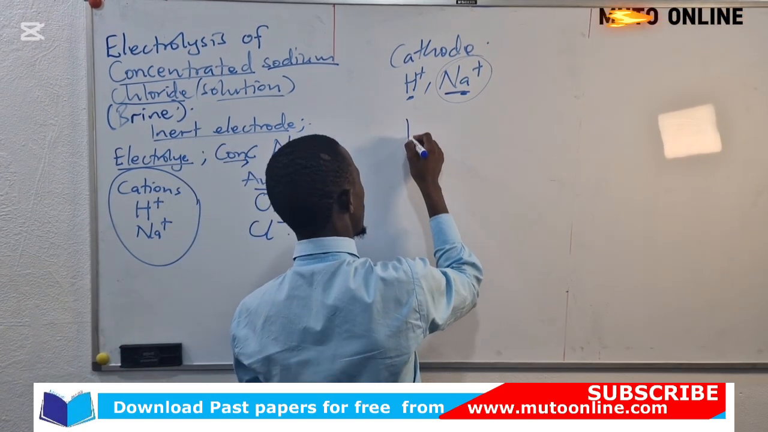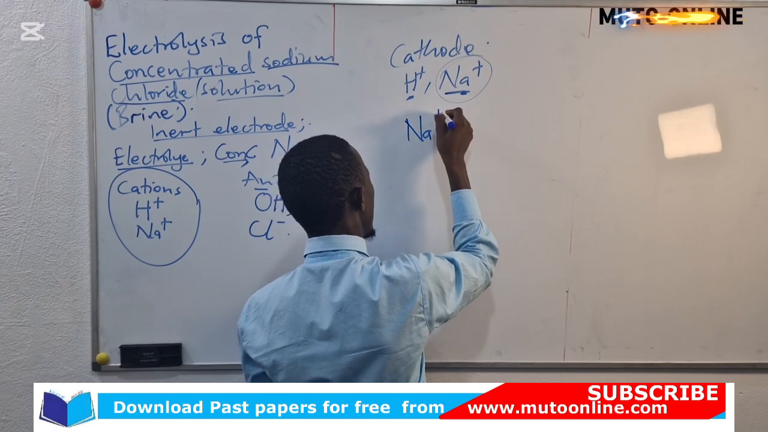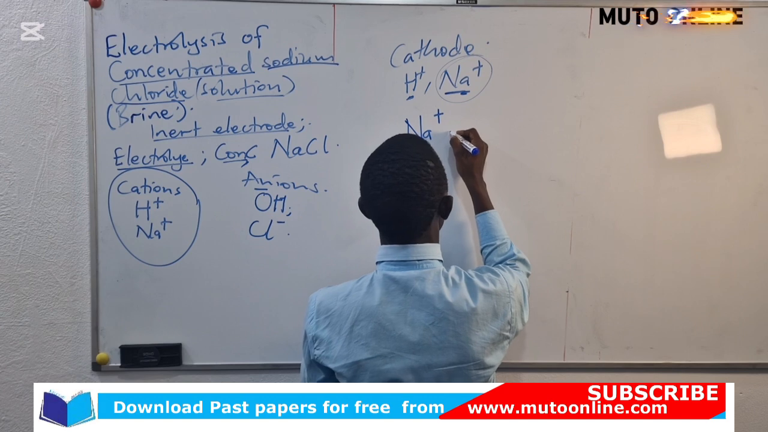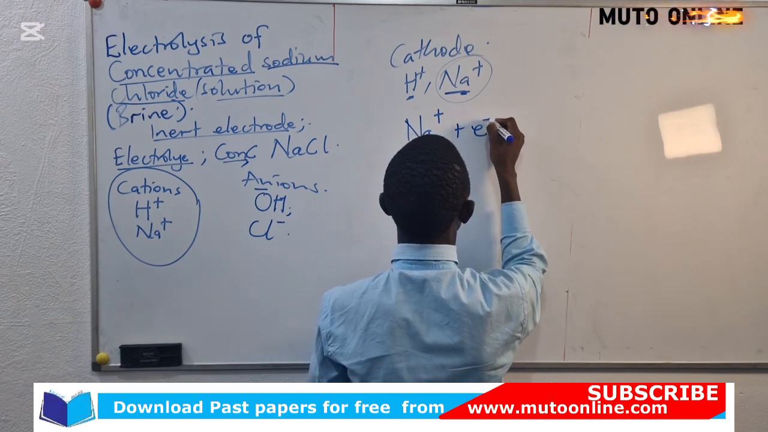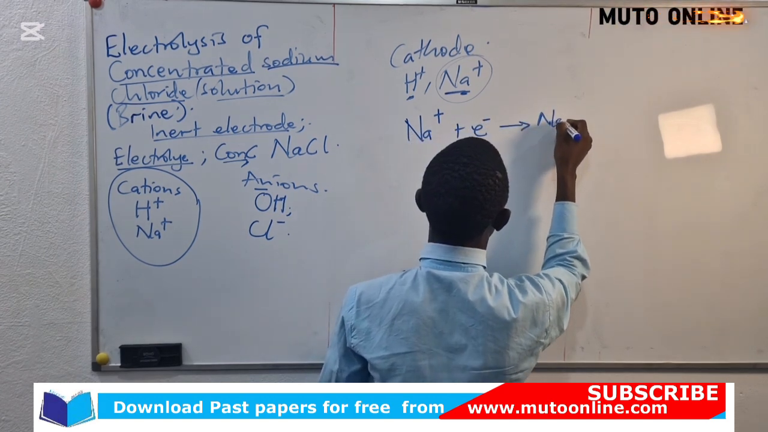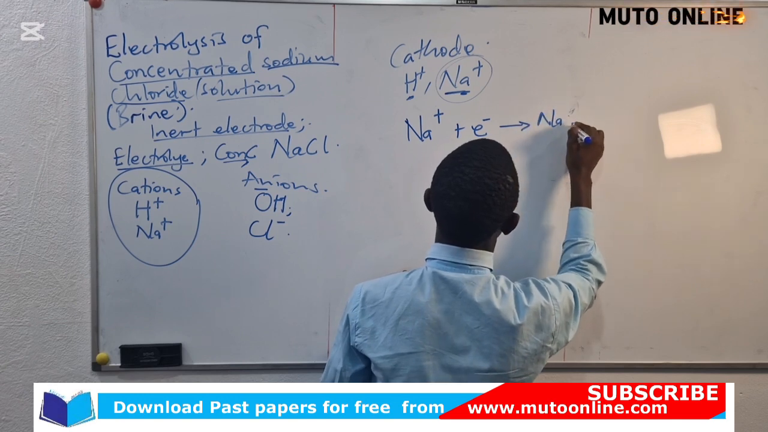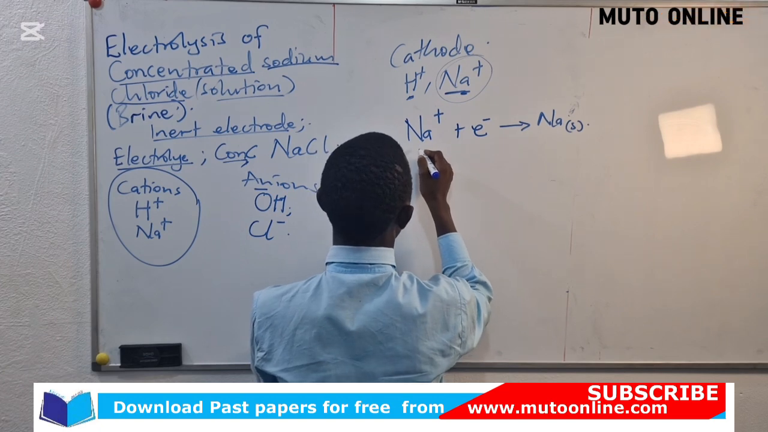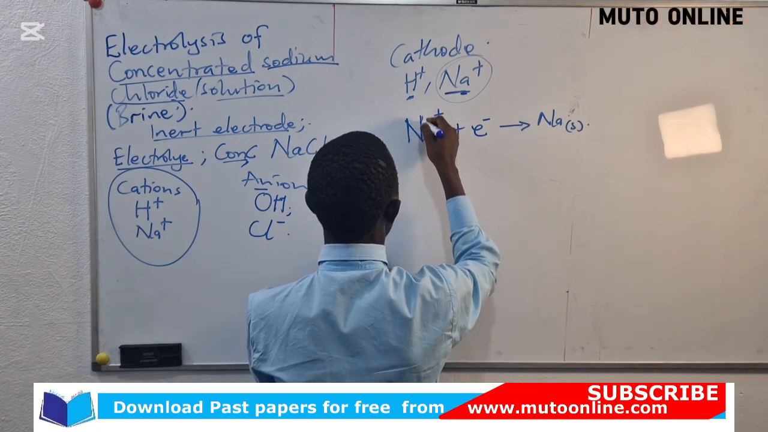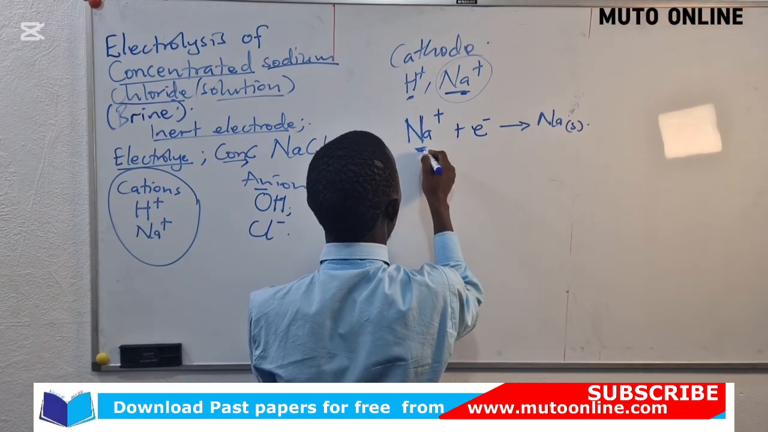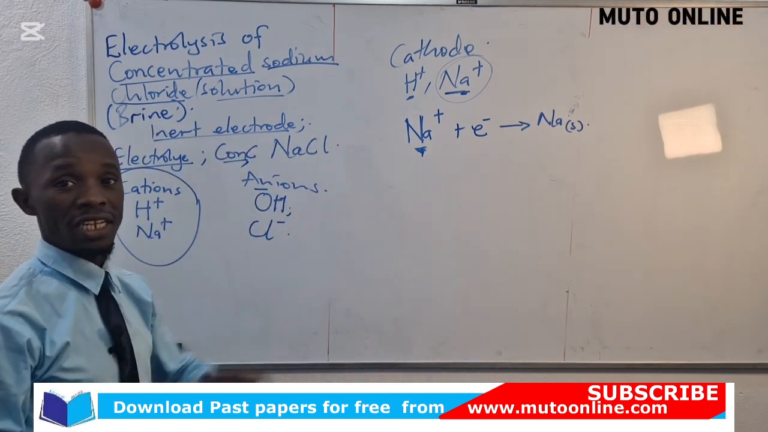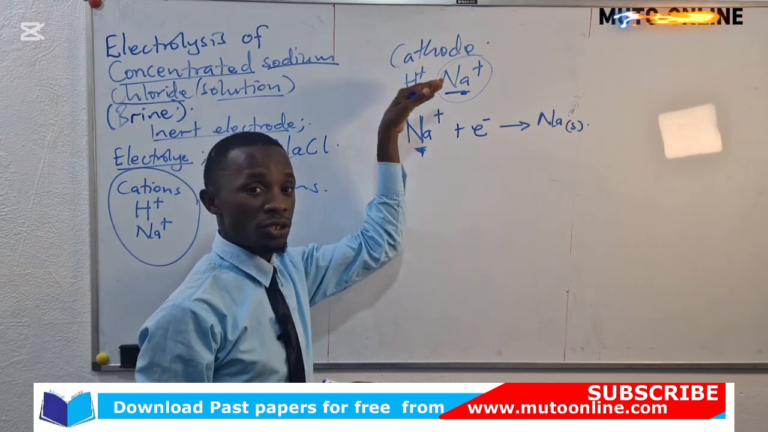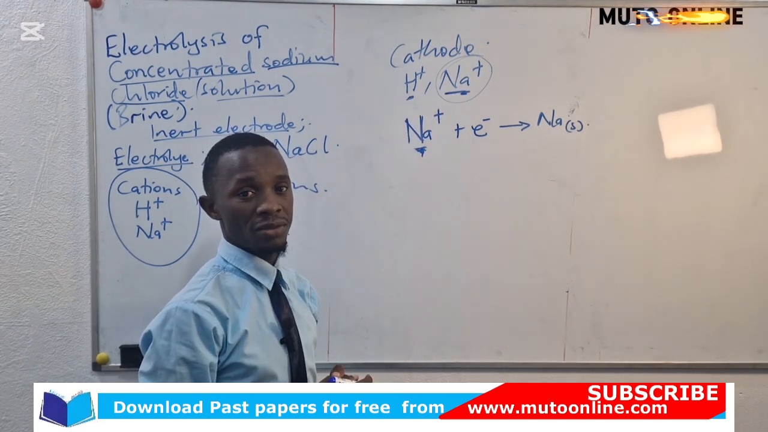So this means the sodium ions will be discharged by gaining electrons to form sodium metal, and the hydrogen will be left in the solution since the sodium is more concentrated in the electrolyte than the hydrogen. So the factor now is the concentration, not the position of the metal in the reactivity series.